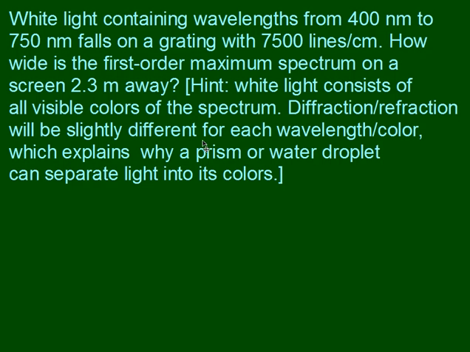Diffraction and refraction will be slightly different for each wavelength or color, which explains why a prism or a water droplet can separate the light into its colors. You've seen this in a rainbow or on a Pink Floyd t-shirt with that prism, where white light is actually all of the colors combined, and when you separate them, you notice. What we want to see is the difference between what happens to the red light and the green light. If I use two different lasers, like a red laser and a green laser, the locations of those maximums would be different because of the formula. And this problem wants to know how far apart those two dots are going to be.